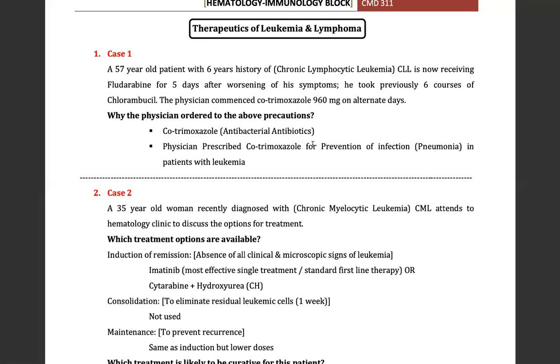Now, fludarabine, you should know the drug history. Fludarabine is the most important and commonly used single-drug remedy for the treatment of chronic lymphocytic leukemia. He took chlorambucil previously, but there was no effect because chlorambucil is not effective in the treatment of CLL. And the doctor gave cotrimoxazole. You should know cotrimoxazole. Cotrimoxazole is an antibacterial drug. Why does the doctor prescribe an antibacterial drug? Why did the physician order the above precautions? Cotrimoxazole is an antibacterial antibiotic.